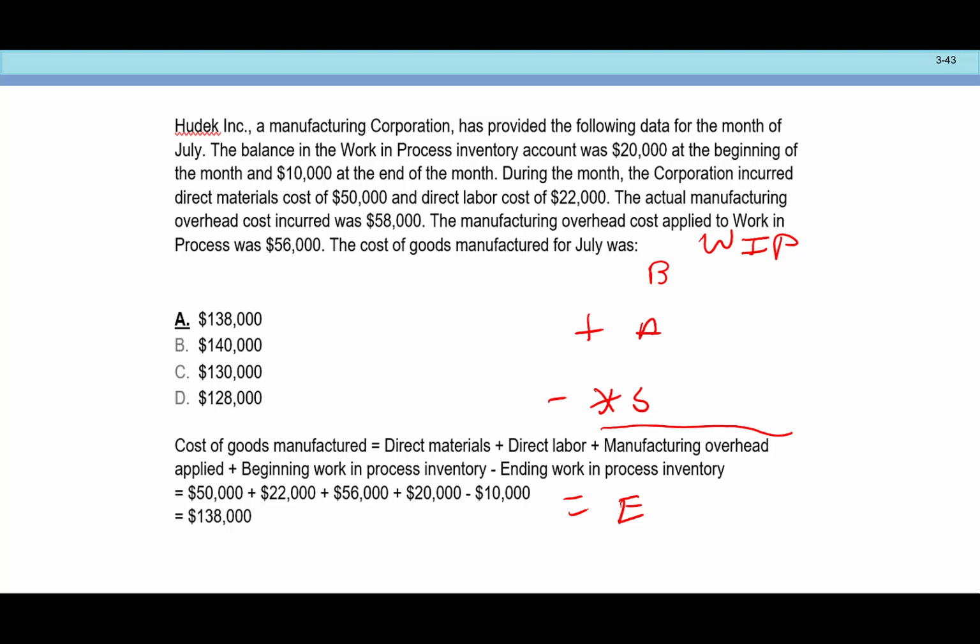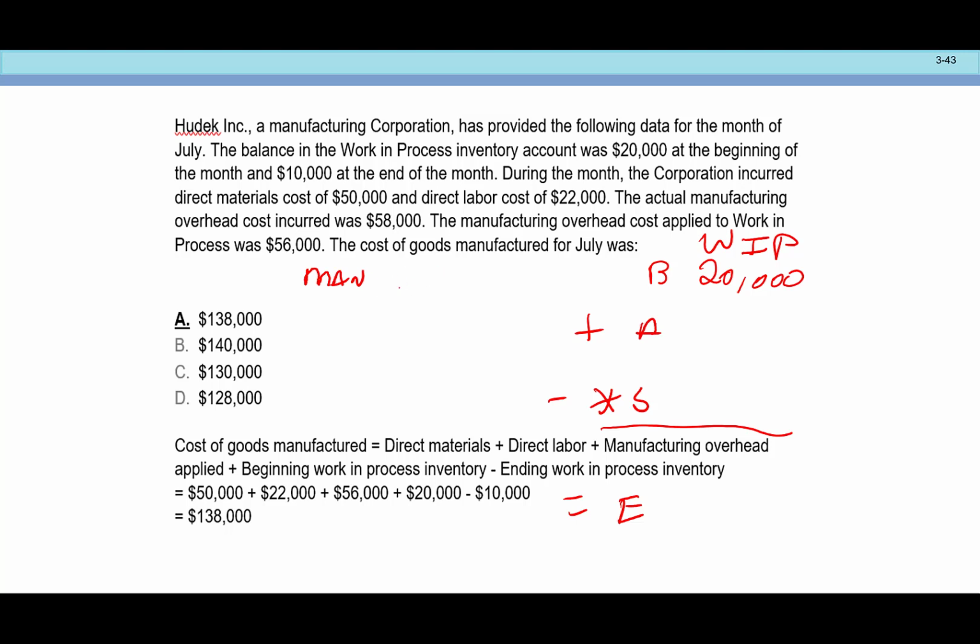Now I look at the question, and they tell me that the work in process had beginning inventory of 20,000. Then they tell me that during the year the corporation incurred direct materials of 50 and had direct labor of 22 and had actual manufacturing costs of 58. Manufacturing overhead applied to work in process was 56. Now what do I add to work in process? Applied. Well, I'm going to get applied, but it's my manufacturing costs that I add to work in process. And my manufacturing costs are my direct labor, my direct materials, and the applied overhead, right? So my manufacturing cost, I'm going to do separately over here.